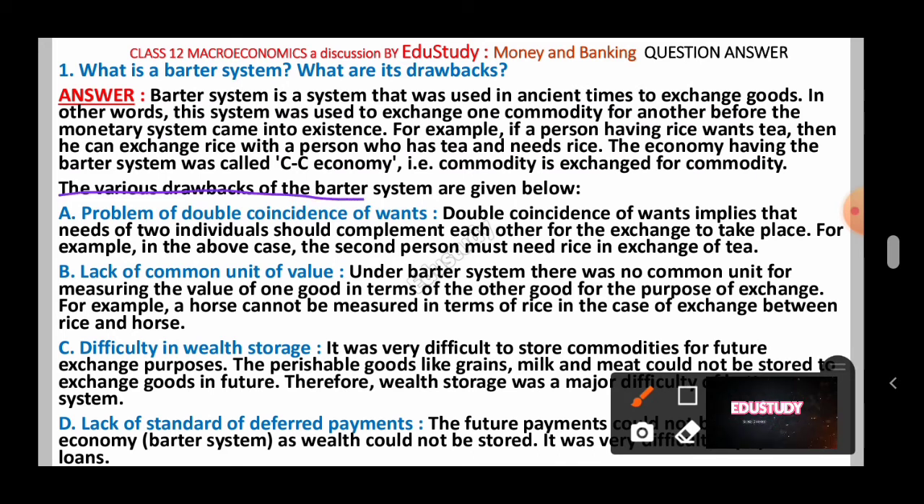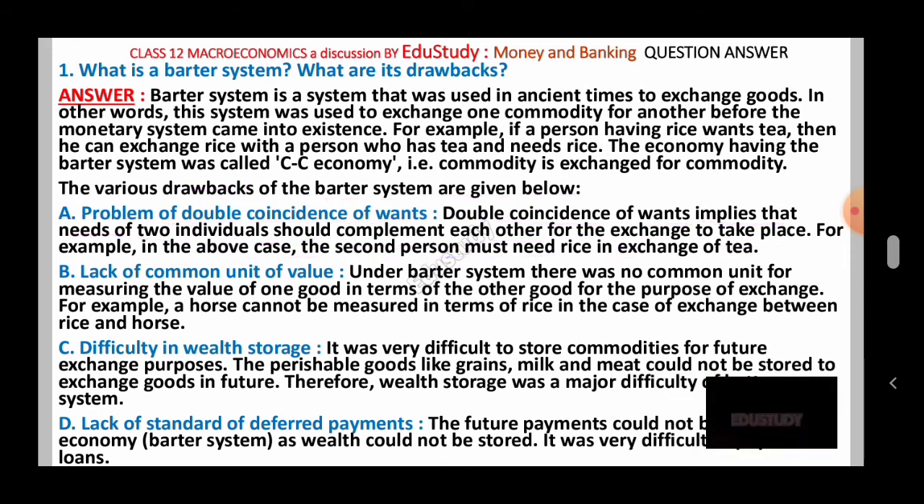Various drawbacks of the barter system are given below. That means these are the disadvantages of the barter system. The first one is the problem of double coincidence of wants. What does it mean? Double coincidence of wants implies that the needs of two individuals should complement each other for the exchange to take place. For example, in the above case, the second person must need rice in exchange for tea. That means their wants for commodities must be matched. If they do not coincide, then barter system cannot prevail in the economy.